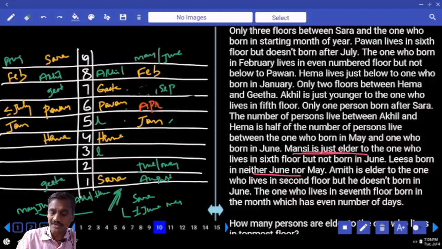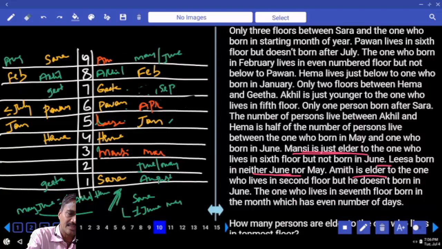Mansi just elder to the one on the sixth floor, and Mansi must be in the month of March. Where should this Mansi be? Mansi must be in the month of March, because elder. Mansi in the month of March, and if Mansi is here, then who is this person? Lisa is here. And if Lisa is here, then Amit. Lisa neither June nor May. And Amit is elder to the one who lives on the second floor, and that means where should this Amit be? Amit must be here.